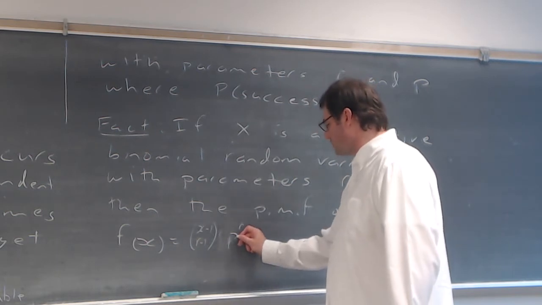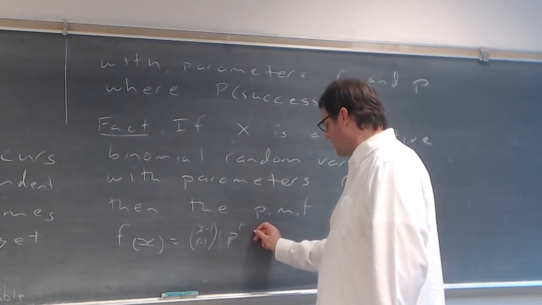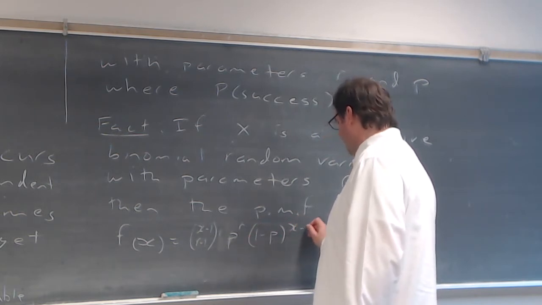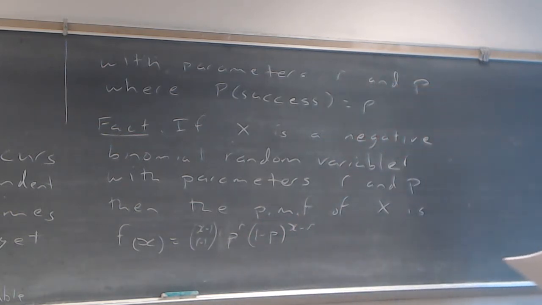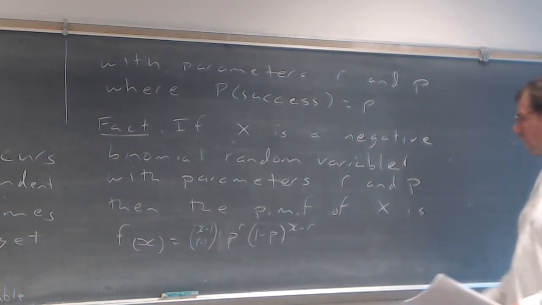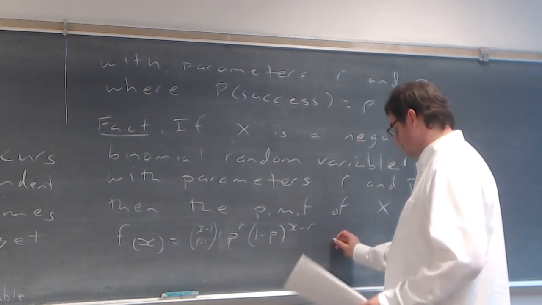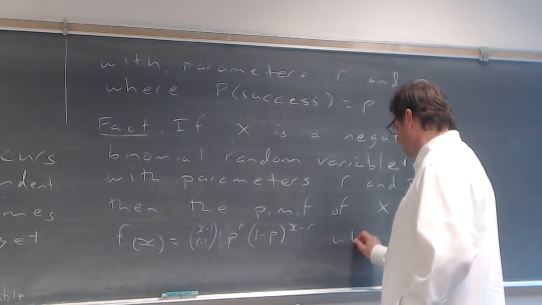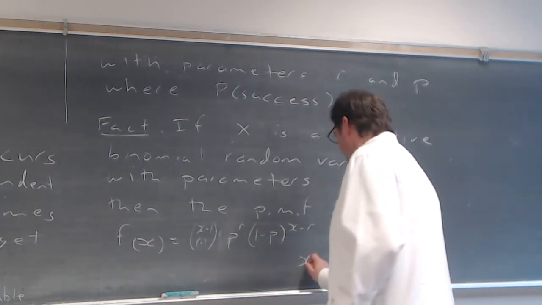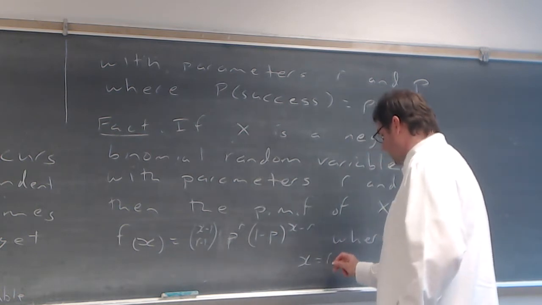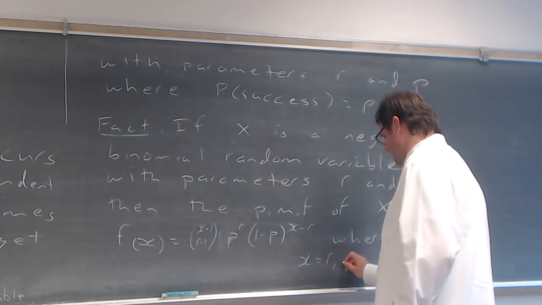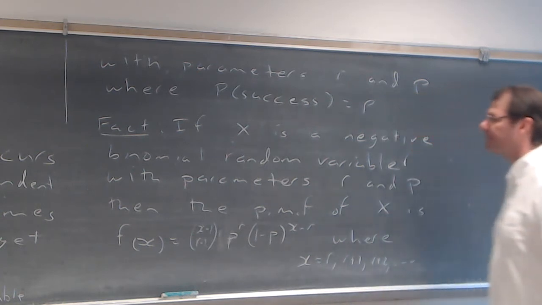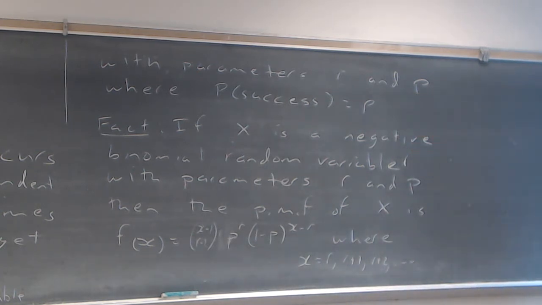Then it's p to the r, the number of successes that you had, and then 1 minus p to the x minus r, where x, to get r successes, you have to try at least r times. It could be r plus 1, r plus 2, and so forth forever. And so that is the PMF.